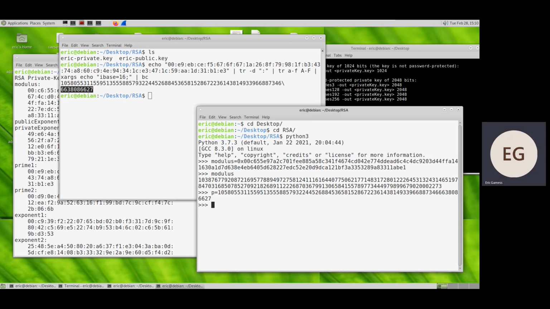We have the modulus and we have P. How do I get Q? What is the modulus by definition? It is a product of the two prime numbers. So if I write modulus divided by P, I should get Q.